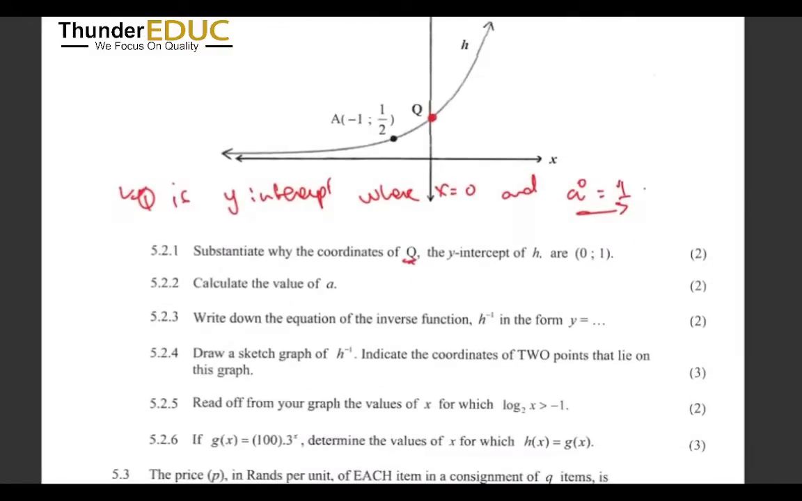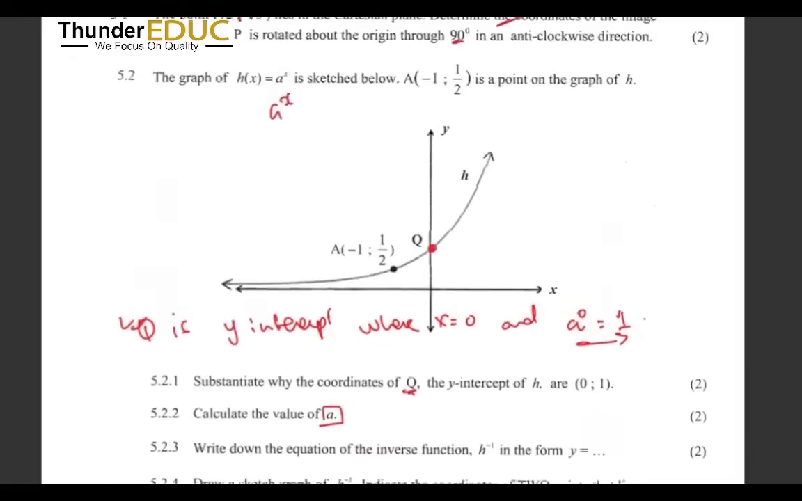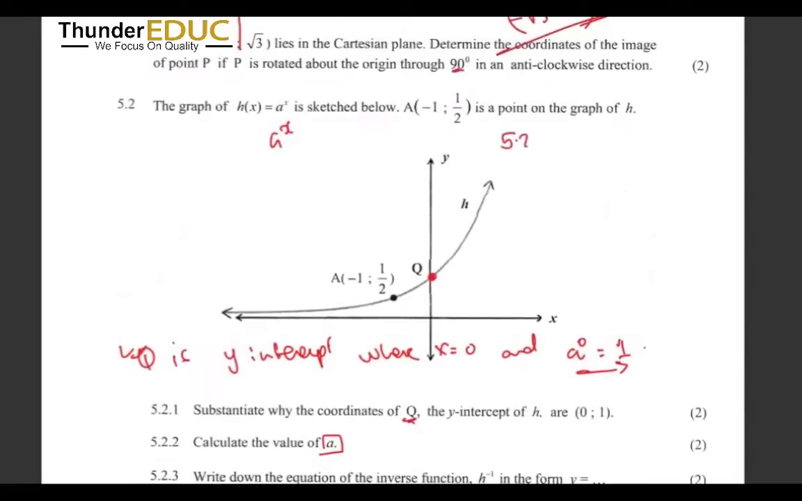Then they want us to get the value of a. So with the value of a, we just need to do the substitution. Where there is x, we put this. Where there is y, we put that. So it's going to be a half is equal to a to the negative 1. So let's make it a positive 1, which is 1 over a, cross multiply, which means a is 2. Okay, so that is done.